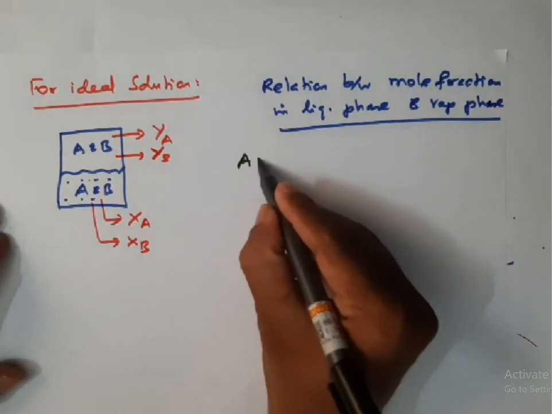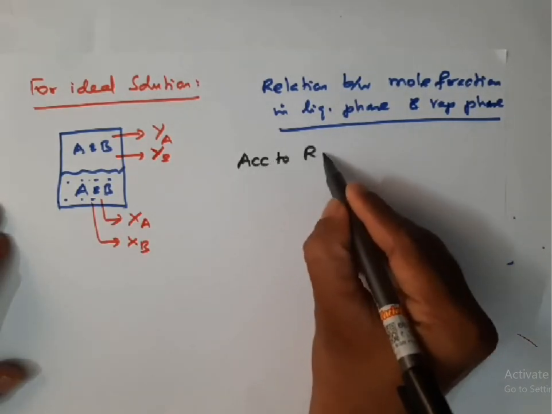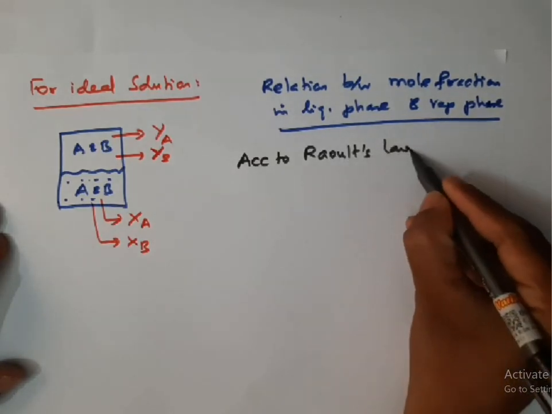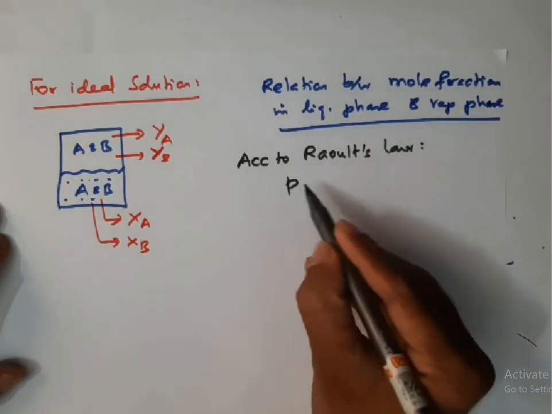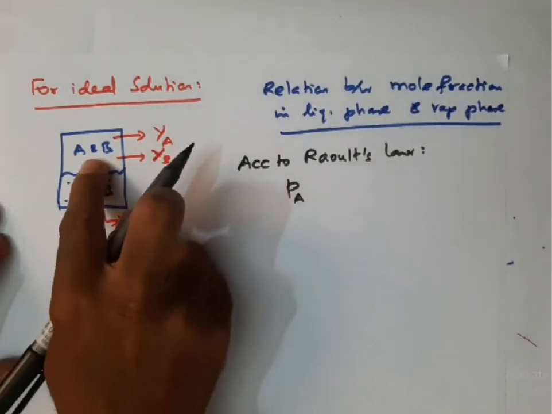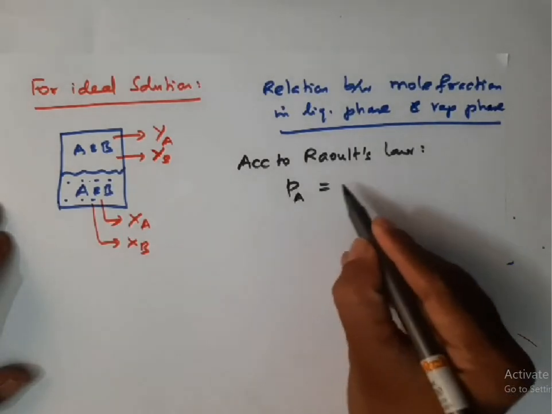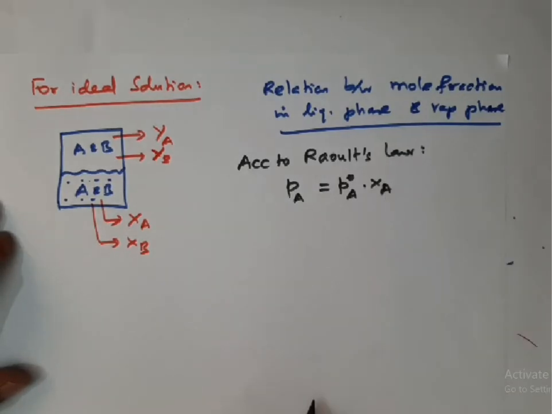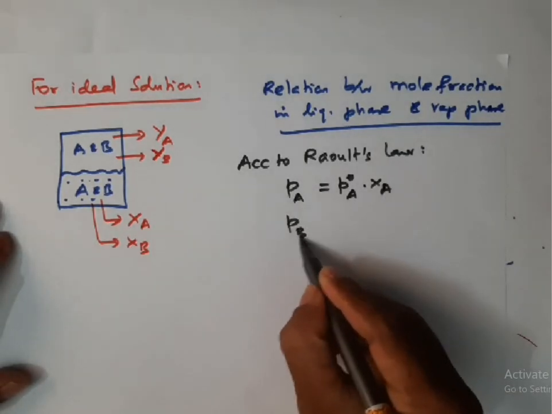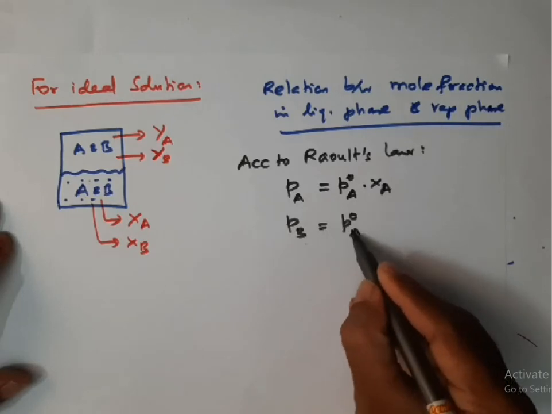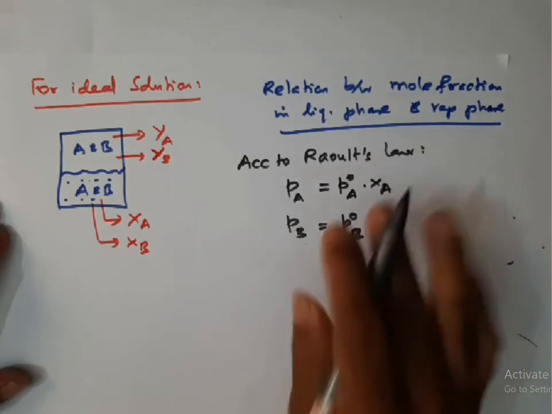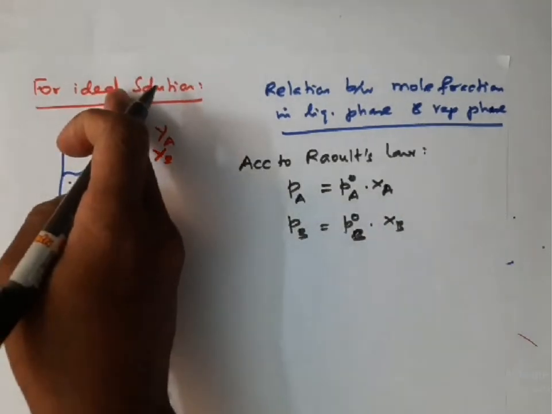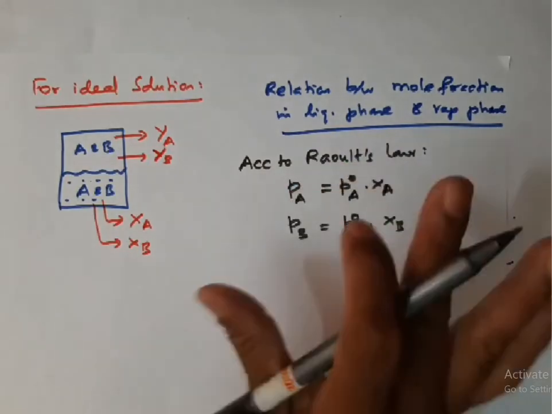According to Raoult's law, we can write that partial pressure of A is equal to vapor pressure of pure A into mole fraction of A. Similarly, partial vapor pressure of B is equal to vapor pressure of pure B into mole fraction of B. That we know. This is according to Raoult's law. Since ideal solutions obey Raoult's law, these two are valid.